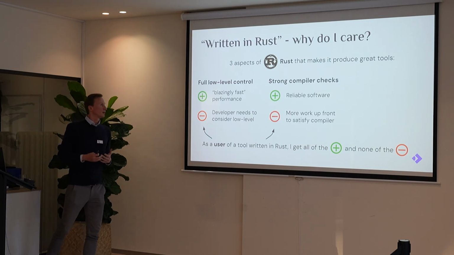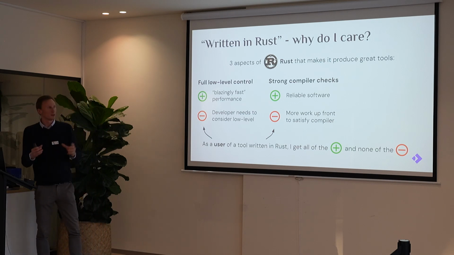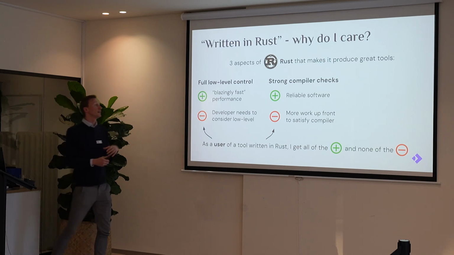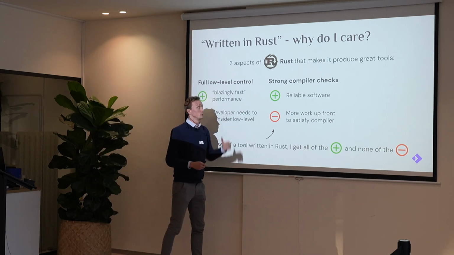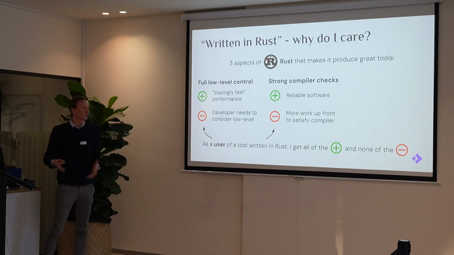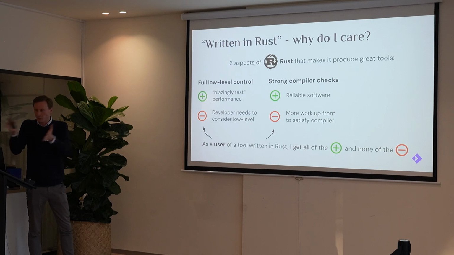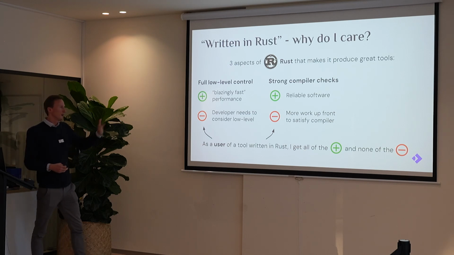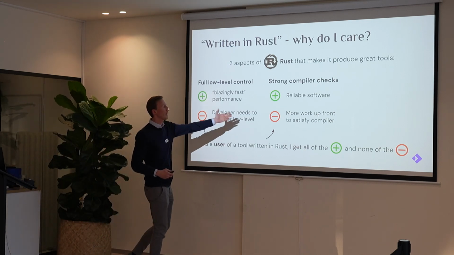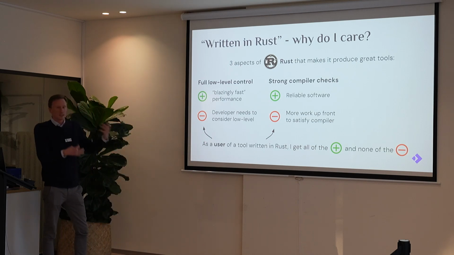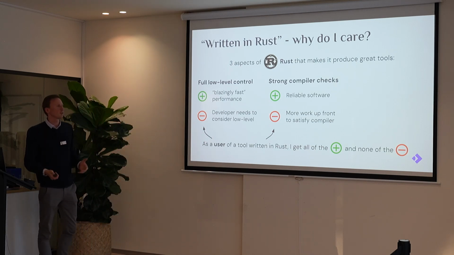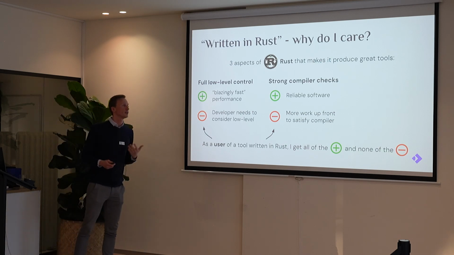Secondly, Rust has a compiler which is very strict. It checks many things, and that allows for very reliable software. If your code passes the compiler checks by Rust, it results in reliable software. For the developer, it's more work up front to satisfy that compiler, but as a user of a tool, I only get the advantages here again.